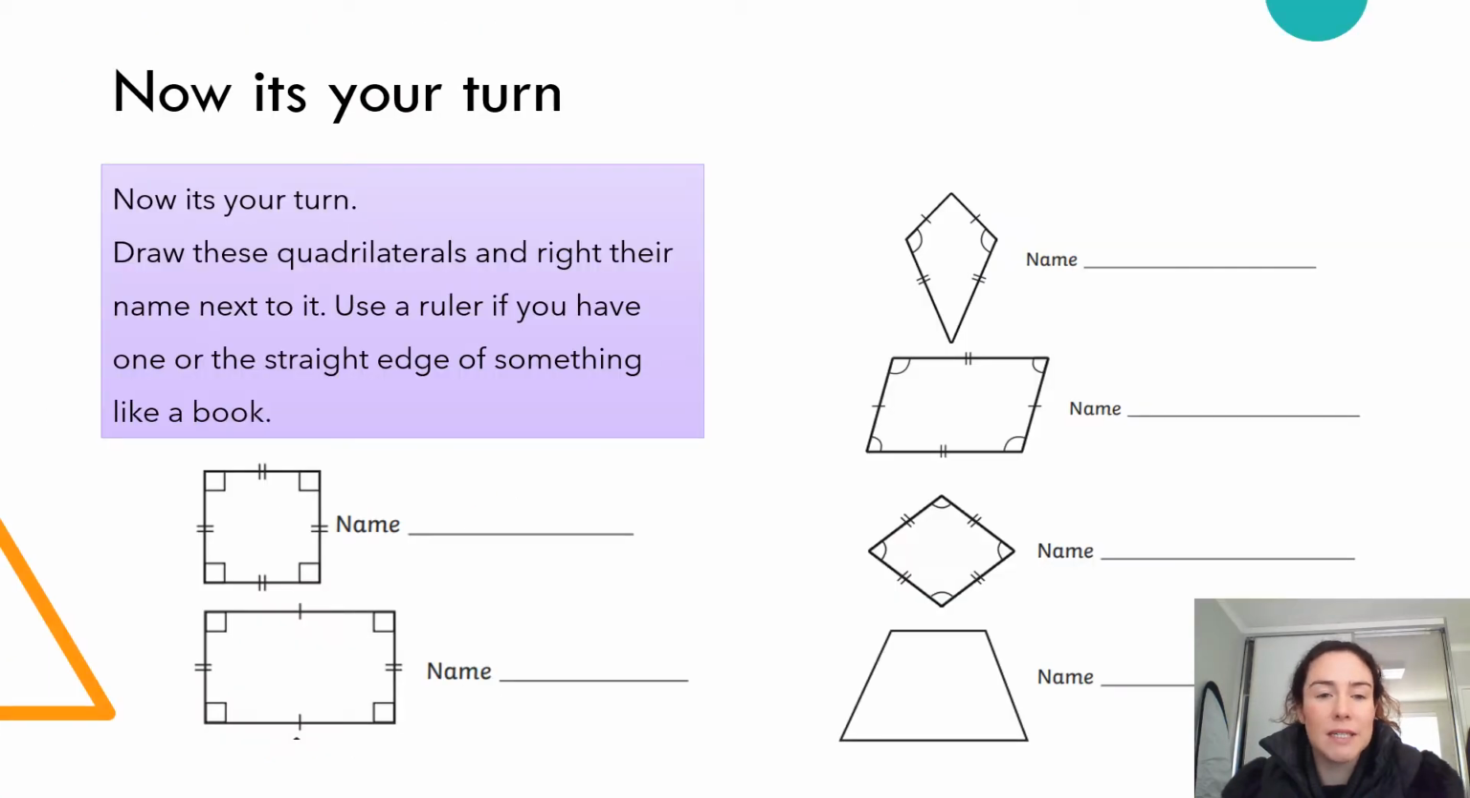All right, for our activity, what I need you to do is redraw the special quadrilaterals that we just spoke about in the previous slide and that are on this slide here. So you need to use a ruler or something with a straight edge like a book. And I want you to then name them. So if you can't remember the names of some of them, what you can do is go back to the slide before and pause the video to write them down. You don't have to have them all memorized, but drawing them and then writing the name down is what's going to help us remember what these special quadrilaterals are.